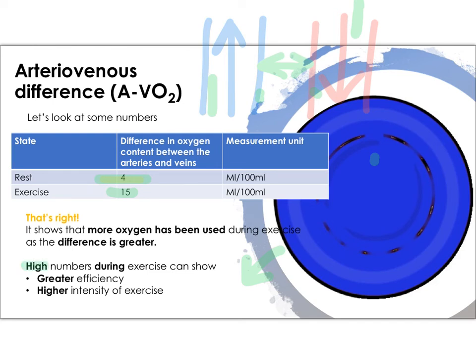So if we look here, we're going to have high numbers during exercise, and the more intense the exercise, the higher the number. The high numbers can show intensity of exercise, but also greater efficiency, and that refers to the athlete themselves. So if the athlete has a lot of capillaries around the working muscles, then they're able to distribute more oxygen into that working muscle. So therefore, it stands to reason there's less oxygen going back up through those veins.